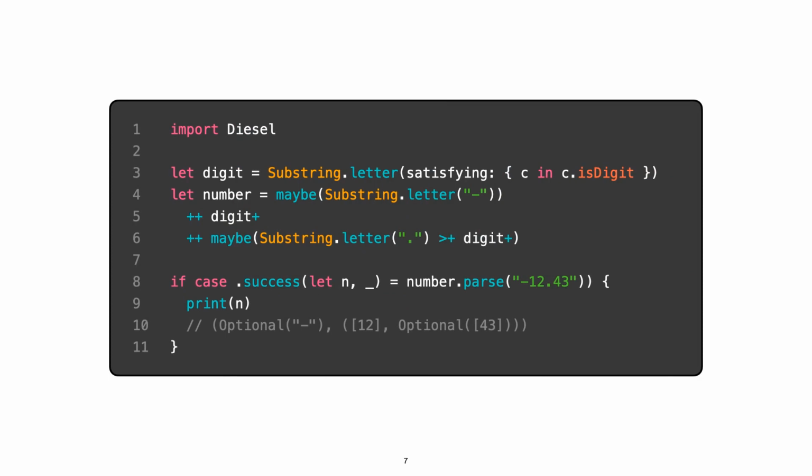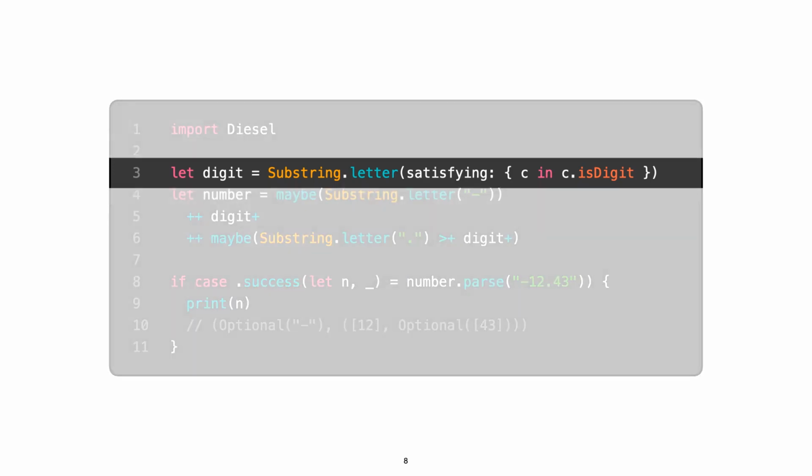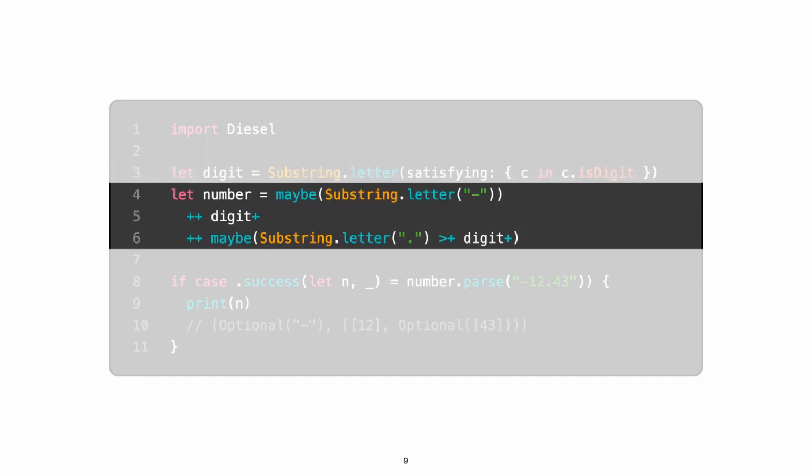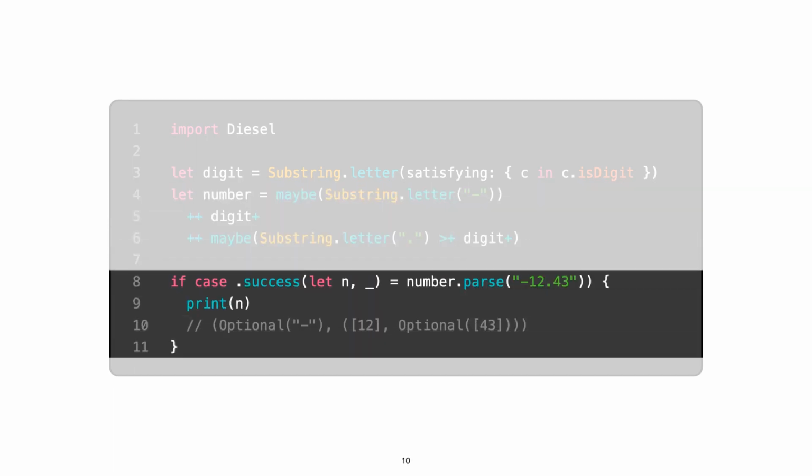Here is a usage example that illustrates a simple parser for floating point literals in some fictional language. Line 3 declares a simple digit parser as a function that consumes a character from a substring if it satisfies the isDigit predicate. This merely checks if the character is a number from 0 to 9. The parser is then composed with others to create the number parser. The entire expression reads as: optionally parse a minus symbol followed by one or more digits, optionally followed by a dot followed by one or more digits. Finally, we use the number parser at line 8 to successfully parse minus 12.43.